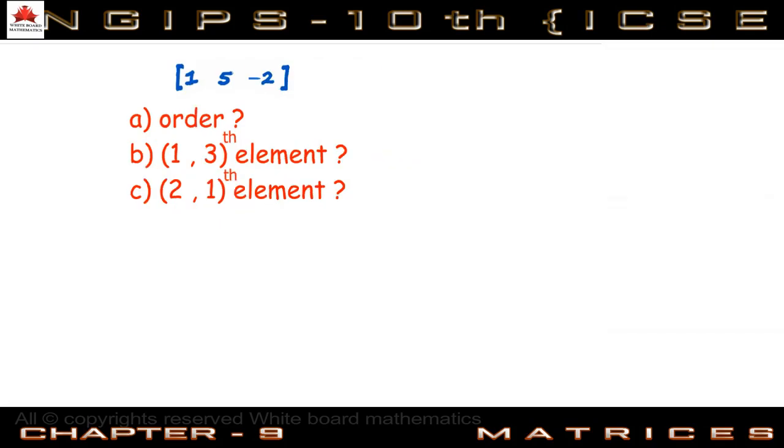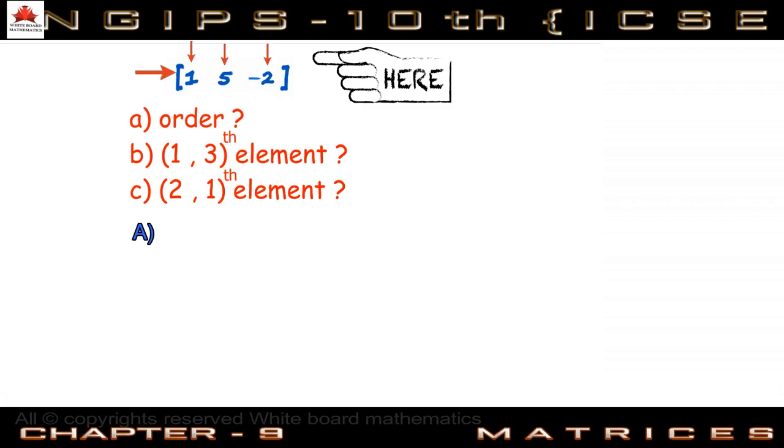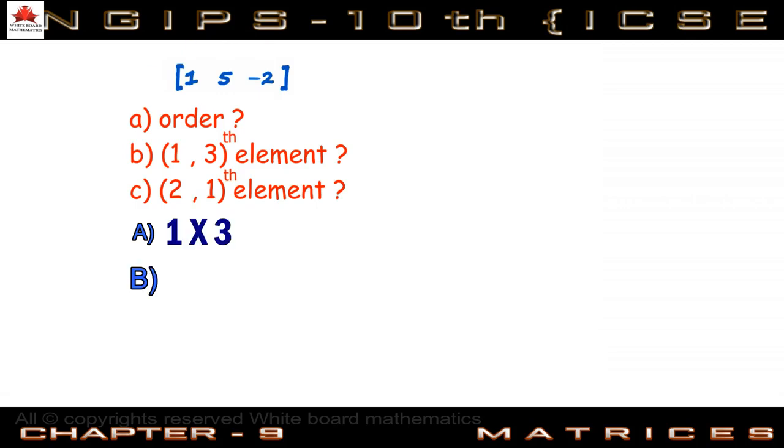Okay, let's zoom out and try answering the first question. Look at the matrix. It has 1 row and 3 columns. The order of the matrix will be 1 by 3. Now, for the second question, they have asked us for the 1 comma 3 element. This position implies that the element is in the first row and third column. Now look at the matrix. First row and third column is minus 2. So minus 2 is the 1 comma 3 element of this matrix.